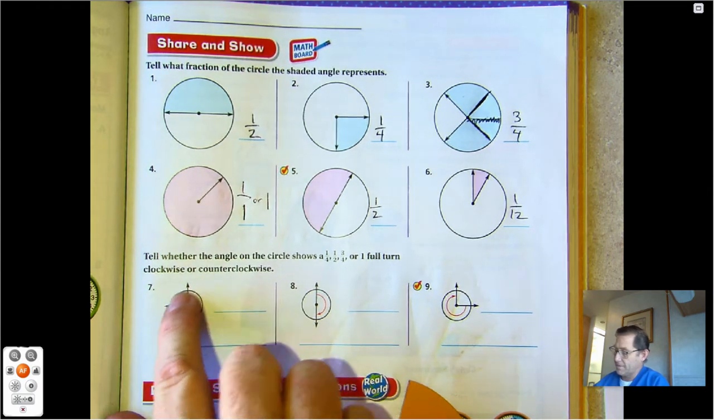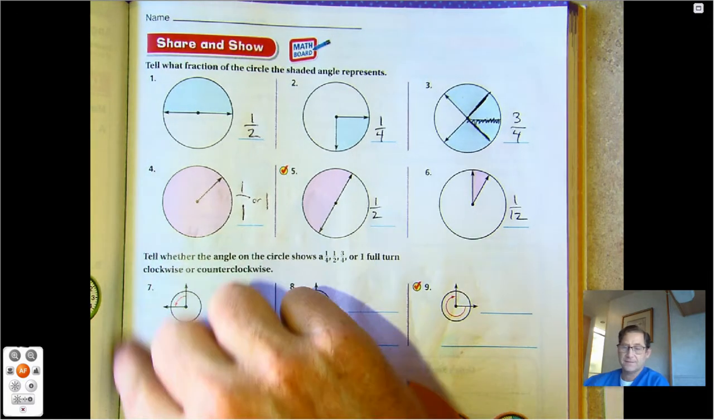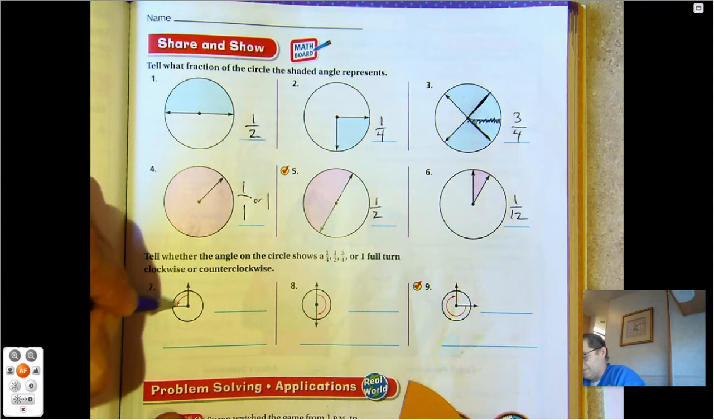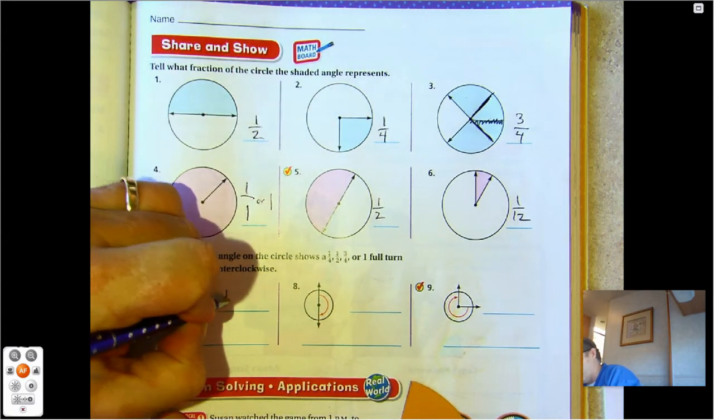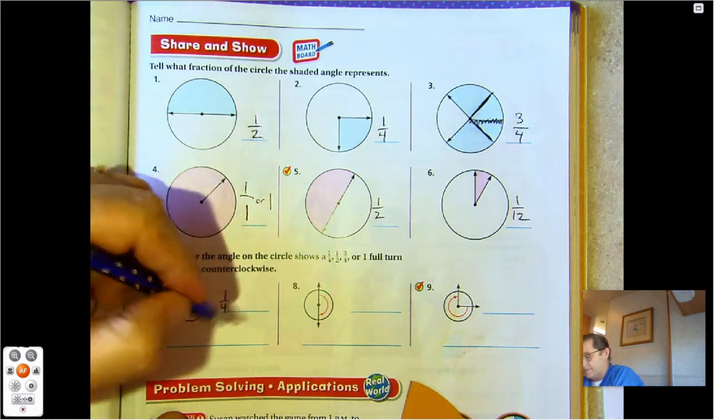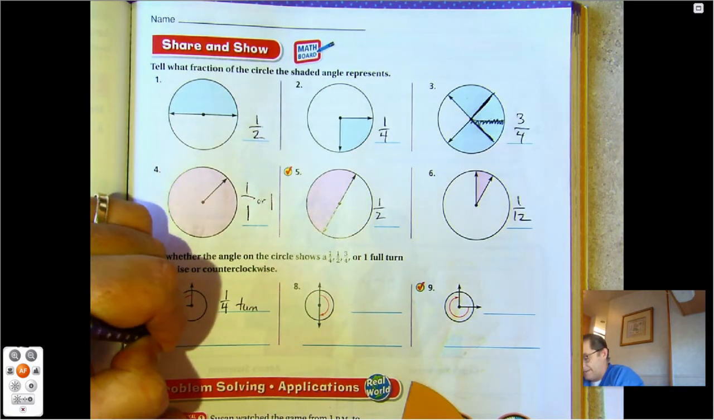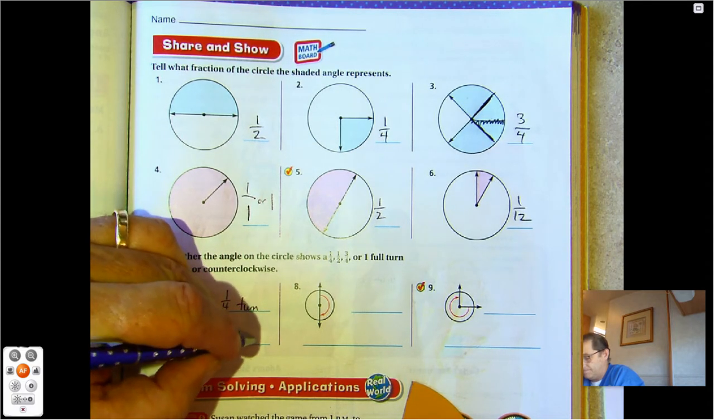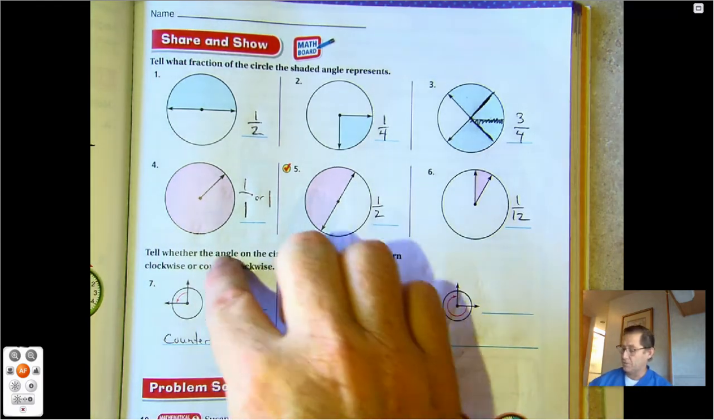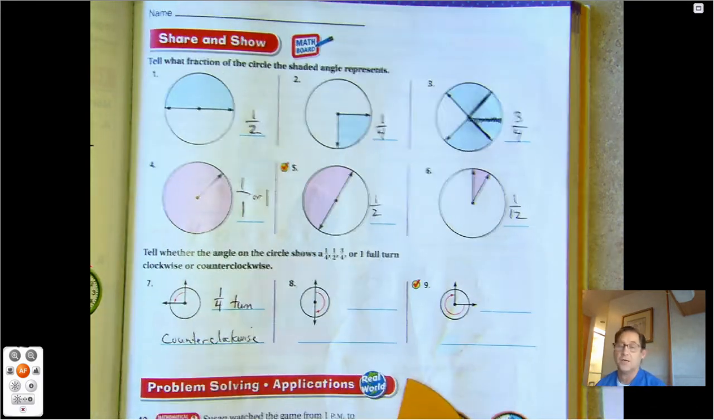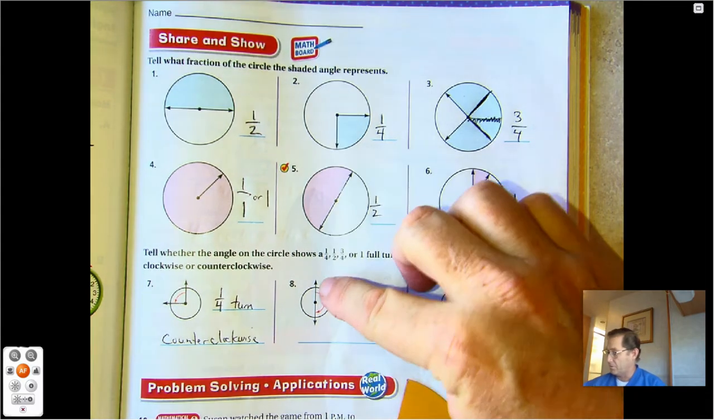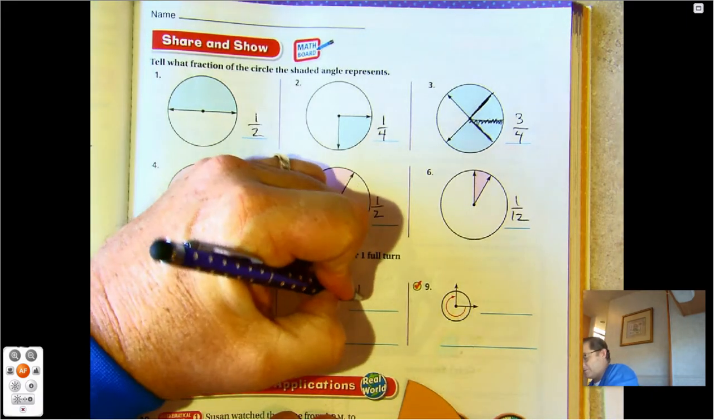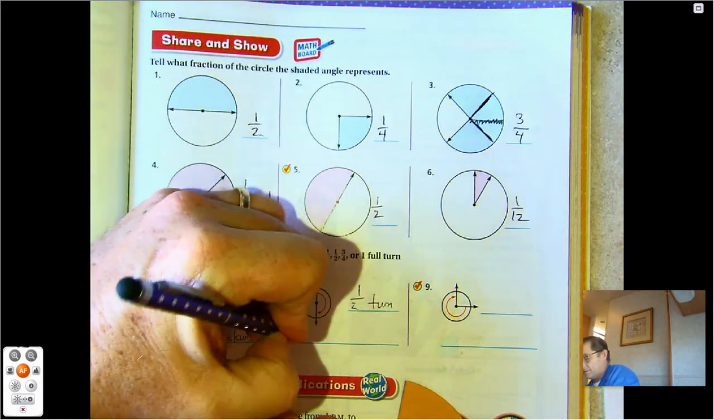So if the red arrow is going to the left, that's counterclockwise. And this is a 90-degree angle, so that's 1/4 turn counterclockwise. It's opening in the opposite direction that the hands on a clock would go. Here we're going clockwise. That is the way the hands on a clock go, and it's gone halfway. So it's made a half turn clockwise.